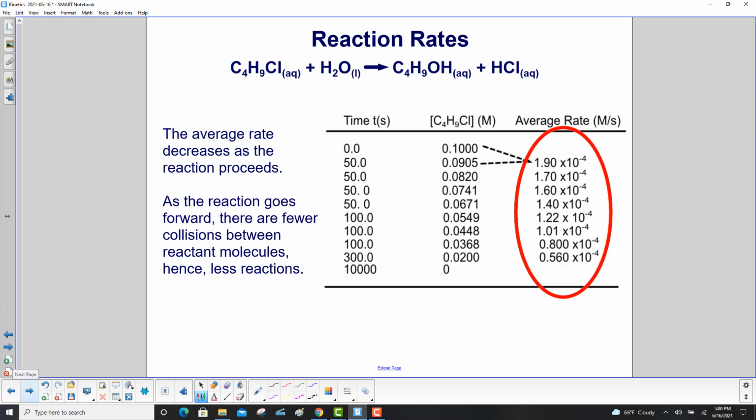The average rate decreases as the reaction proceeds, as hopefully you can see in this oval. As the reaction goes forward, there are fewer collisions between reactant molecules. You have less reactant molecules, therefore less reactions. So let's see. We start at 1.90 times 10 to the minus 4th, and down here we're 0.560 times 10 to the minus 4th.